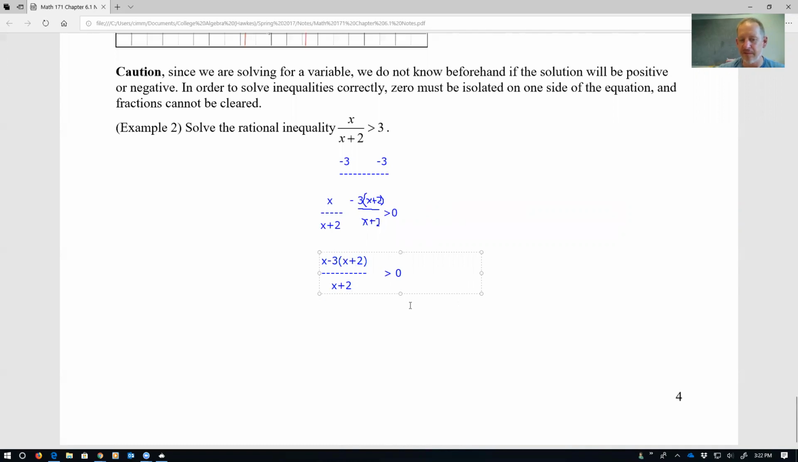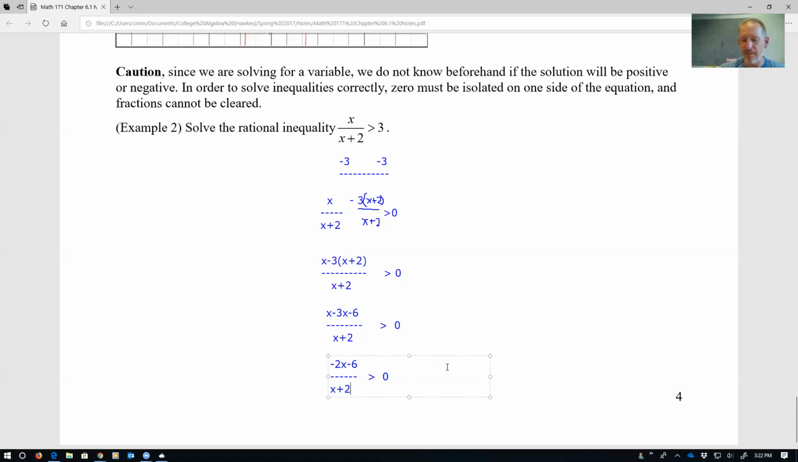Also, the numerator can be simplified a bit. I can distribute that negative 3 through: x minus 3x minus 6 all over x plus 2 is greater than 0. And I can finally combine the terms on top. x minus 3x is negative 2x minus 6, all over x plus 2 is greater than 0.